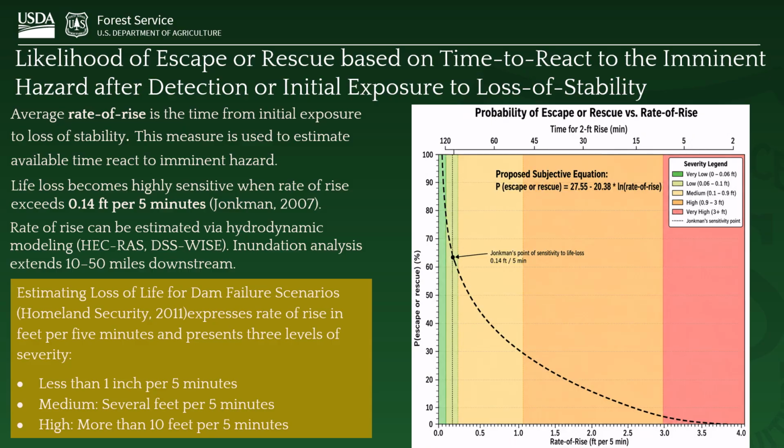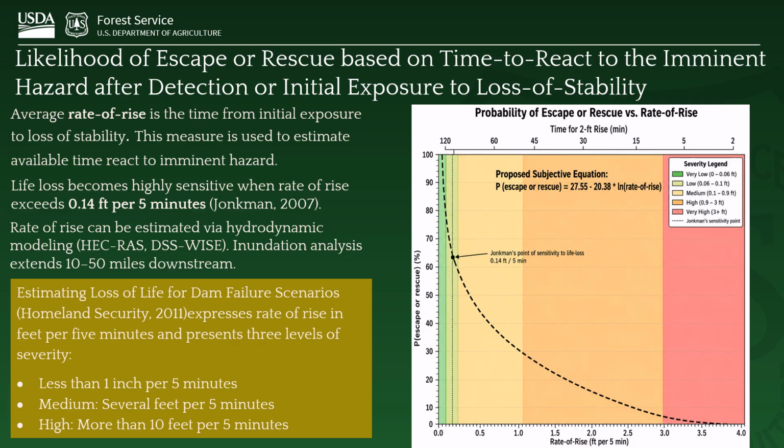The no escape or rescue factor is governed by the time to react to an imminent hazard, which represents the time between initial inundation and the point at which loss of stability or submergence occurs. The proposed subjective equation and graph shown in the lower right provides a severity scale. Very low rates of rise allow several hours for a 2-foot increase in water depth and correspond to a high escape likelihood, while very high rates of rise allow less than 2 minutes, resulting in very low likelihood of escape.